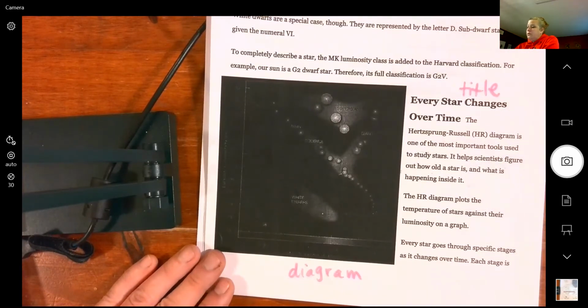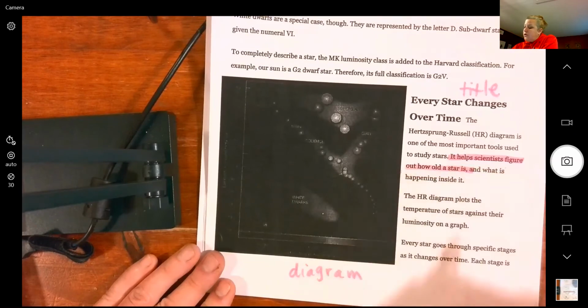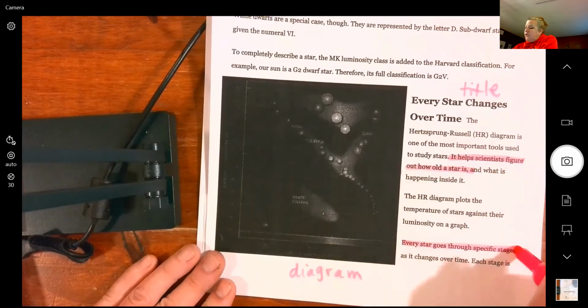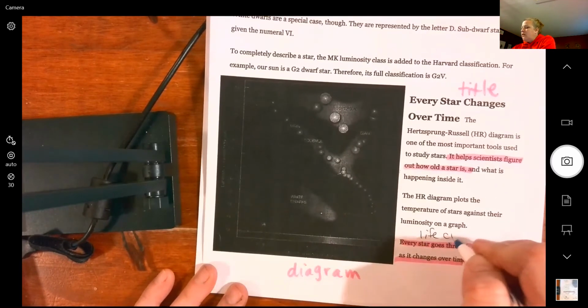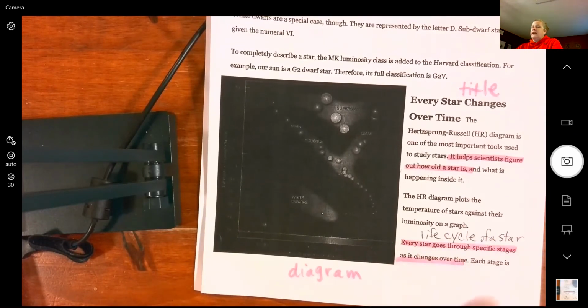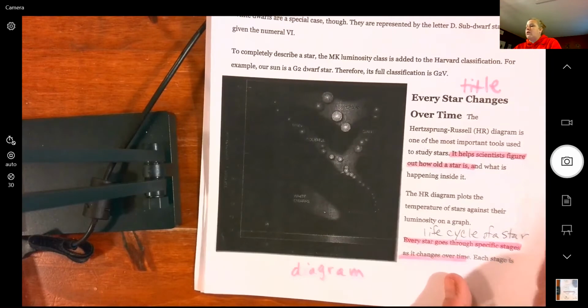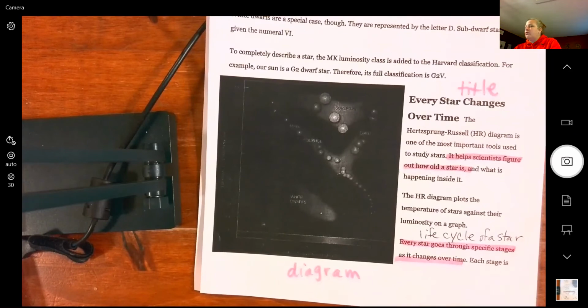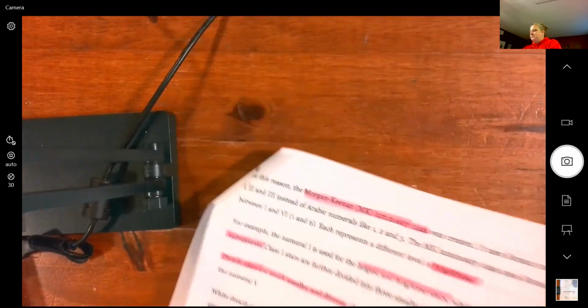We're going to pause here, so I'm going to go ahead and give you kind of the main ideas. So one thing is that this chart helps scientists figure out how old a star is, and also that all stars go through changes. Did you know there's a life cycle of a star? And if scientists know how big it is and how hot it is and how bright it is, they can figure out how old the star is. Which is kind of like, have you ever heard when you cut a tree and they count the rings inside to see how old it was? This is kind of the same process, but with stars.